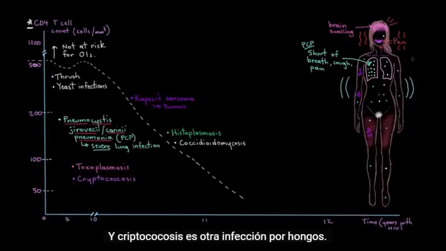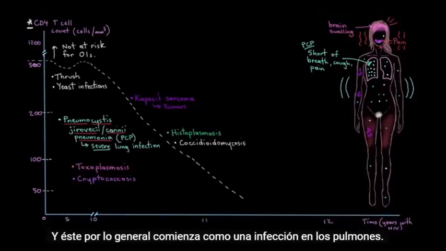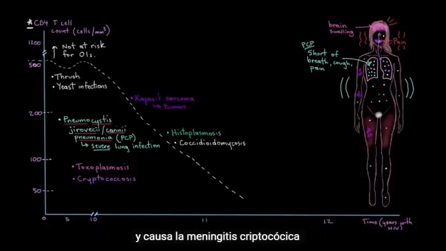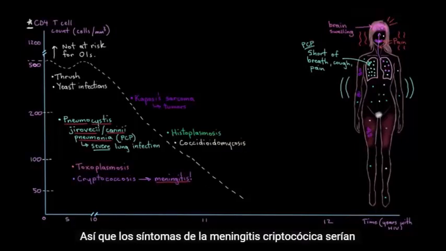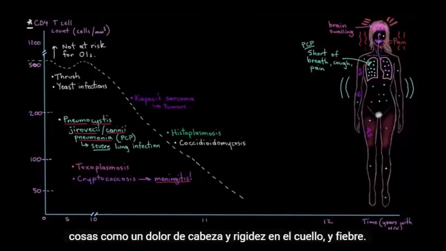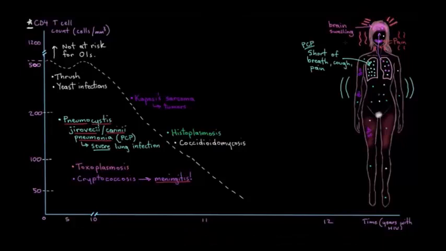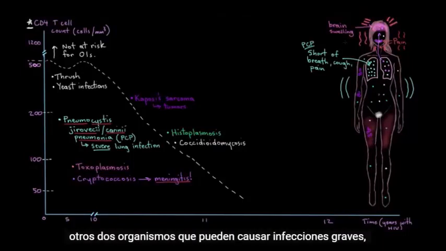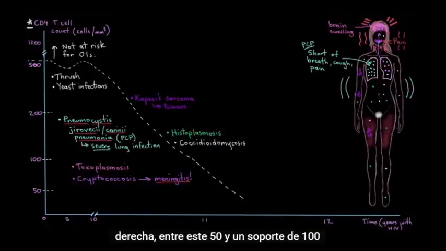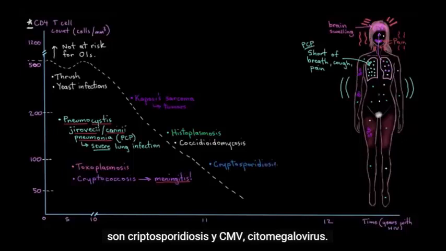And cryptococcosis is yet another fungal infection, and this one usually starts as an infection in your lungs, and then it sort of moves up to your brain and causes cryptococcal meningitis, which can rapidly be fatal. So symptoms of cryptococcal meningitis would be the classic meningitic symptoms, things like a headache and neck stiffness and a fever. And while we're in this little bracket here, two other organisms that can cause serious infections between this 50 to 100 bracket are cryptosporidiosis and CMV, cytomegalovirus.